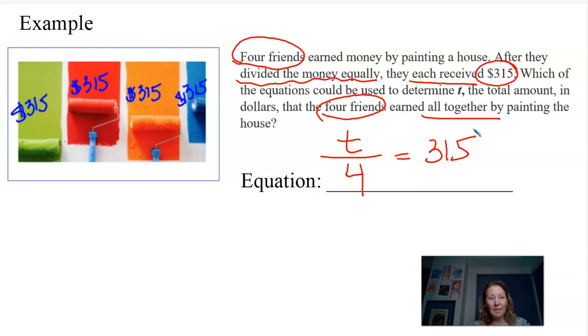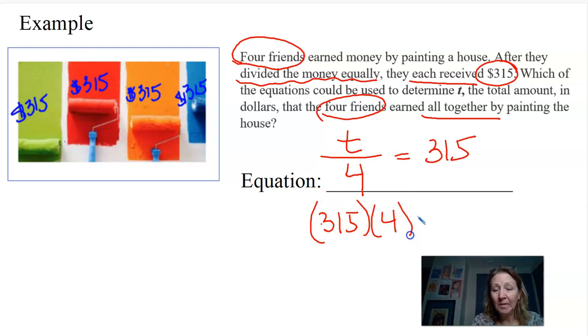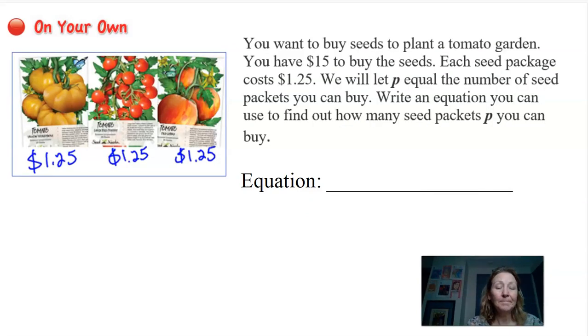Now maybe you're thinking, wait, that seems really silly. What I should just do is multiply 315 times the 4 people, and that equals T. And that makes sense too. Okay, here's a no-yo. Try this one on your own.